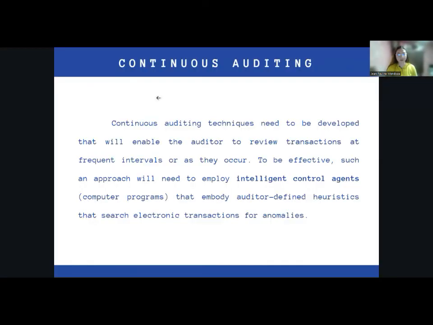So next is continuous auditing. Continuous auditing techniques need to be developed that will enable the auditor to review transactions at frequent intervals or as they occur. To be effective, such an approach will need to employ intelligent control agents or computer programs that embody auditor-defined heuristics that search electronic transactions for anomalies. So if we cannot do a particular manual auditing in electronic business, we must have in-place computerized auditing techniques.